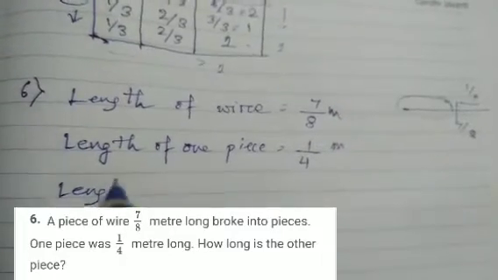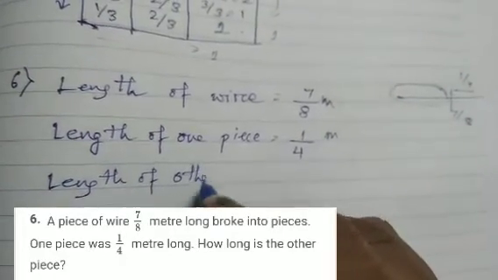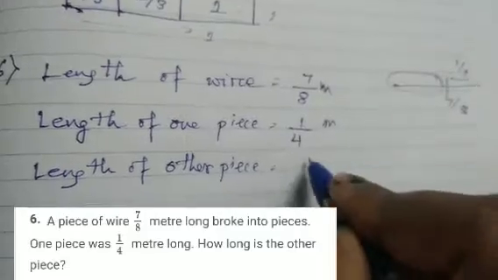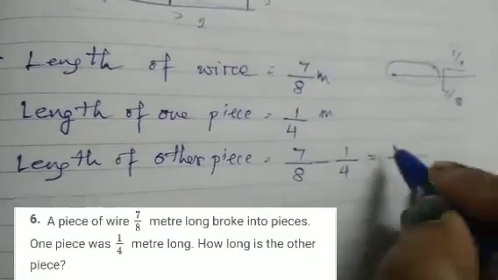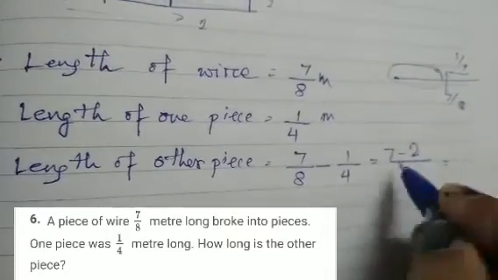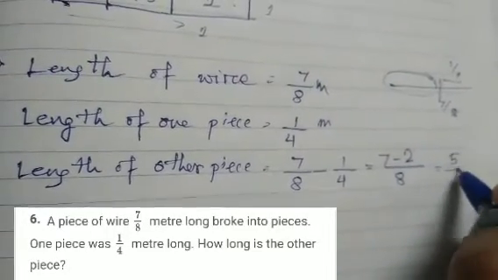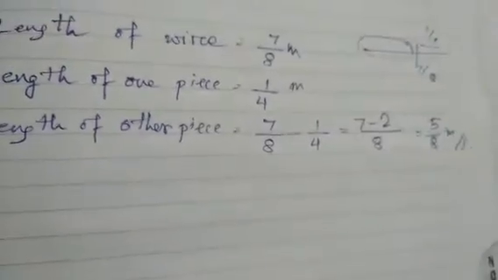So length of other piece is 7 by 8 minus 1/4. LCM of 4 and 8 is 8. So 7 minus 2, as 4 2s are 8. So it is 5 by 8 meters. Okay. Next, question number 7.